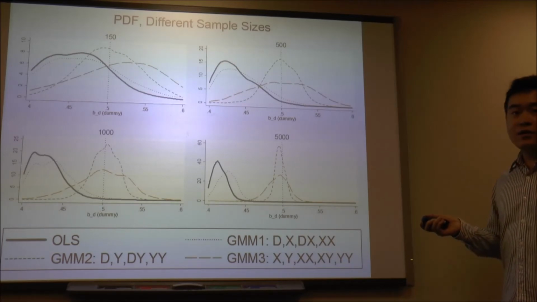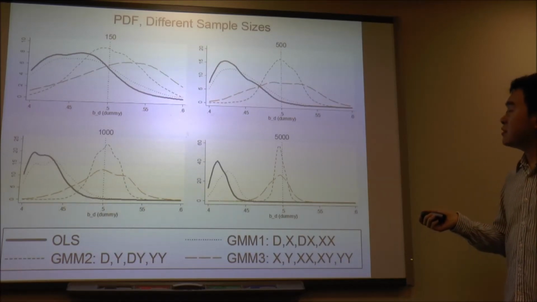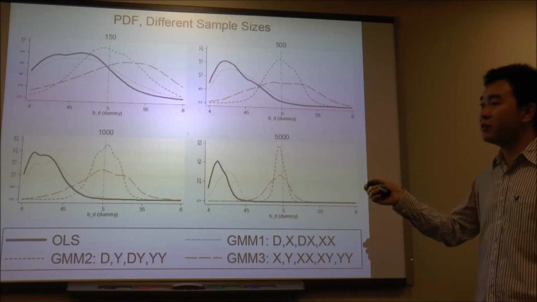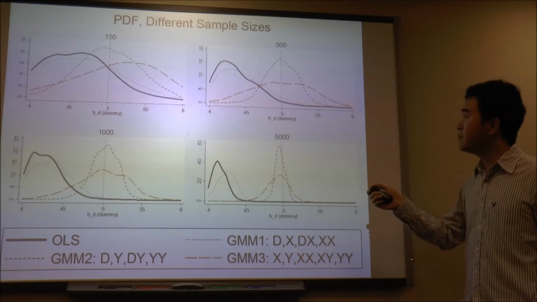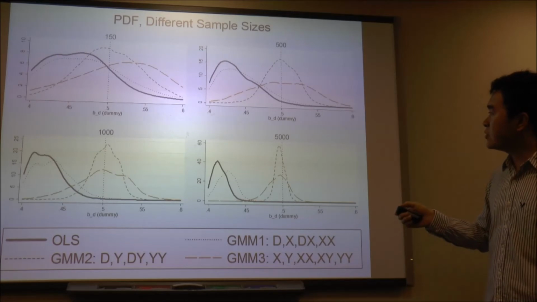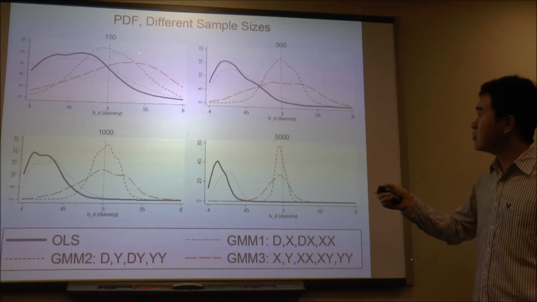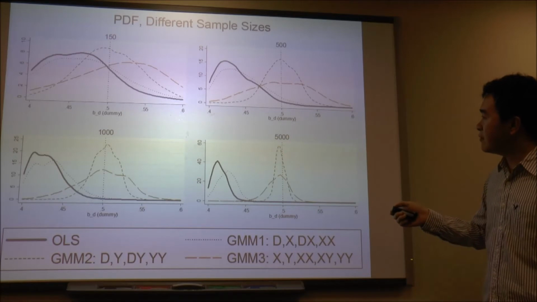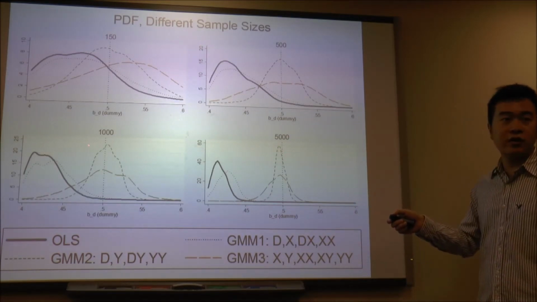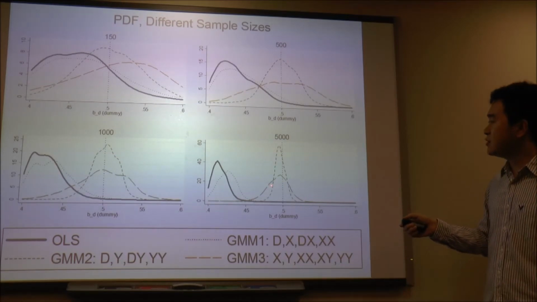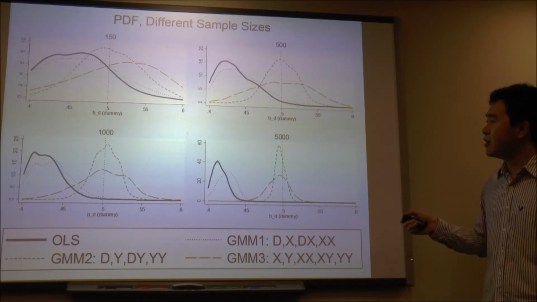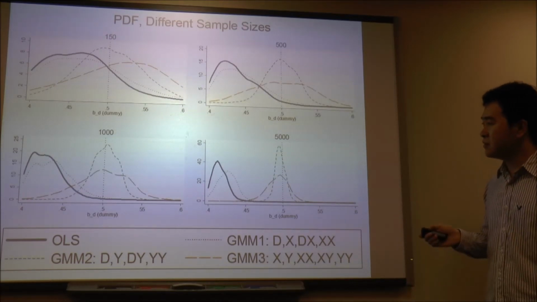And to make the picture clearer, we show the probability density function. Again, this is sampling on Y. I show this case because I want to show the bias correction. And we see that when the sample goes from 150 to 5,000, this is the relative performance between the OLS and the GMM. You can see that there is certainly lots of efficiency gain in terms of the bias correction in these cases.